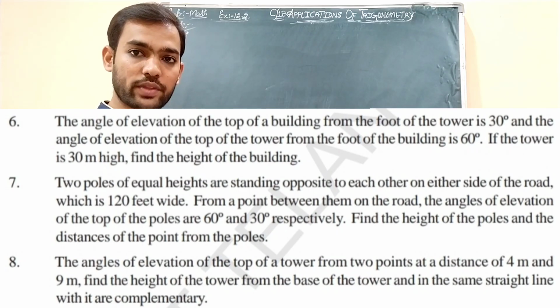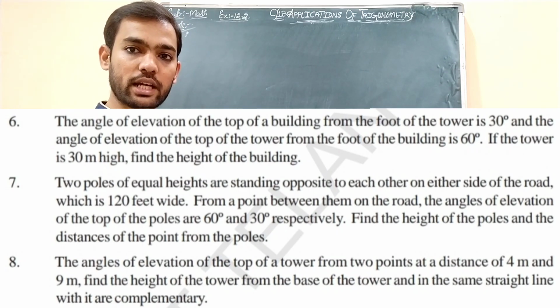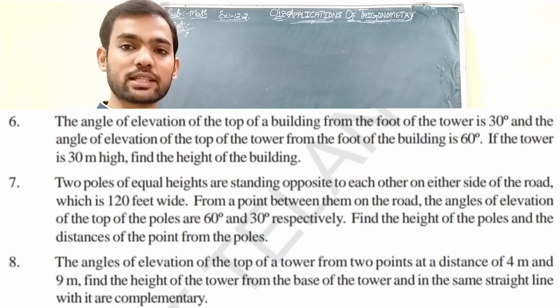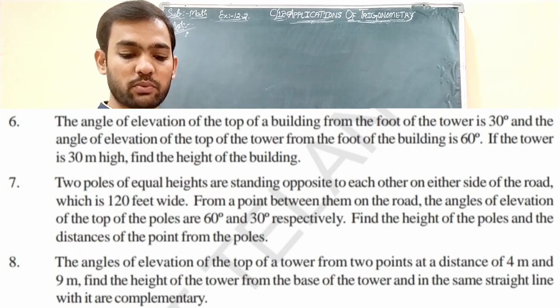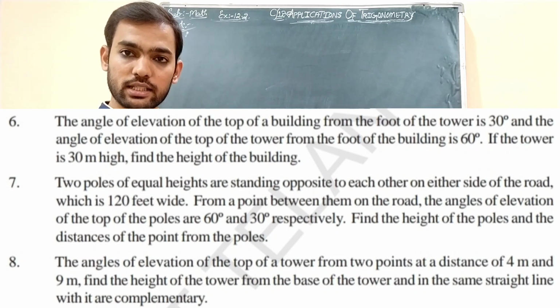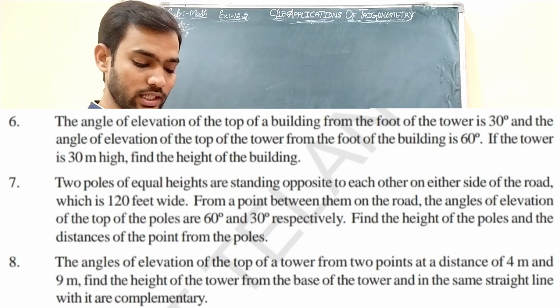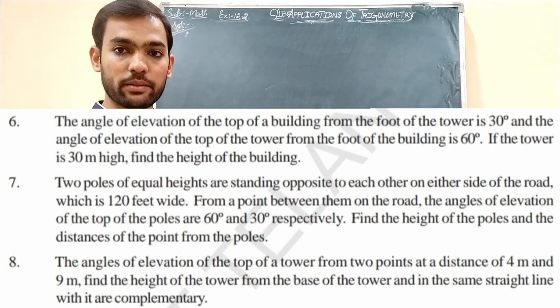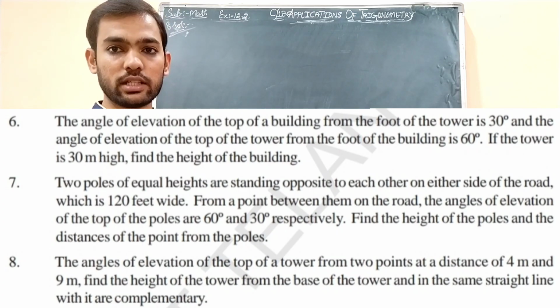From the base of the tower only, the first point is at 4 meters and the next point is at 9 meters, students, and they are in the same straight line. Like, the second point is not going towards the right, left or somewhere else, they are in the same line. He is saying that the angles of elevation are complementary. This is one complete statement only.